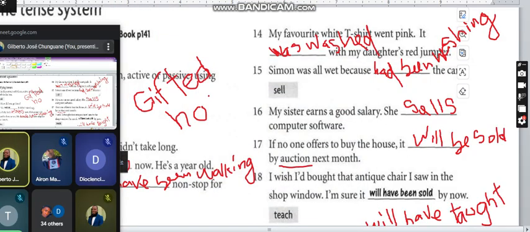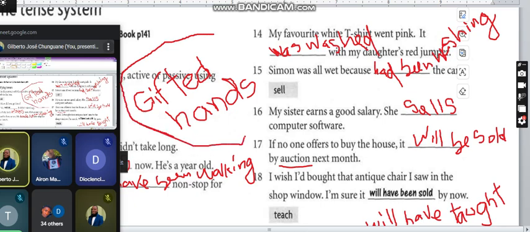Can you guys see what I'm trying to write on the screen? Okay, thank you. Yeah, so the title is Gifted Hands. Gifted Hands. So this is a story of Ben Carson, or Benjamin Carson.